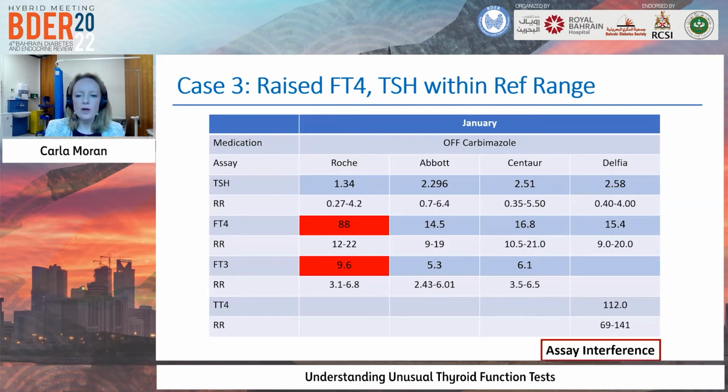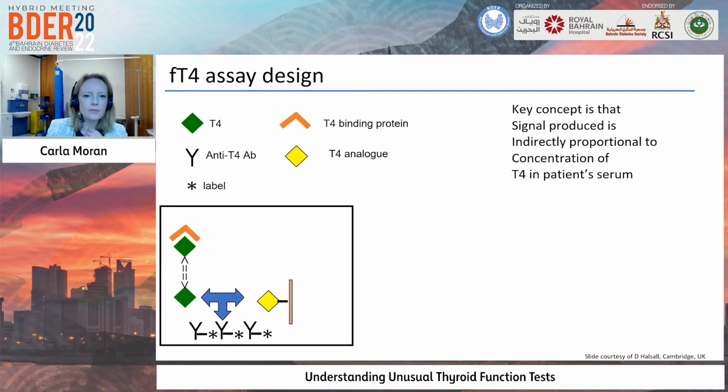So this is T4 assay interference. So why might this occur? I'd like to just go through how we measure free T4. And all the assays differ slightly, but the underlying principle is similar.